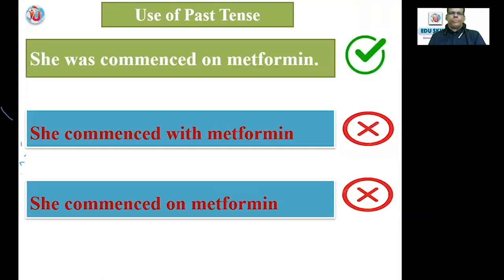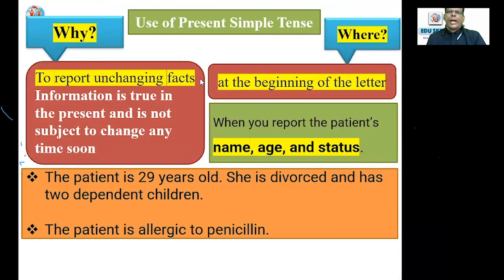Present tense. First, simple present. Why do you have to use present simple tense? May I know your name? Use of present tense. Why do you need to use present simple tense? To report unchanging facts, that is, information that is true in the present and is not subject to change anytime soon. Means habitual, recurrent activities. Usually you use it at the beginning of the letter when you report the patient's name, age, and status, the profile, what we call in short.